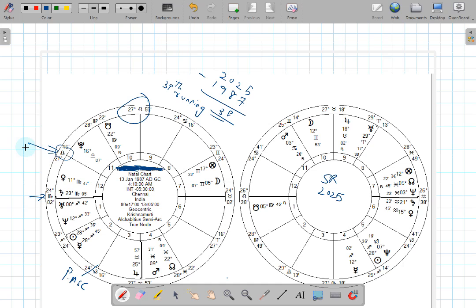Okay, profected 10th lord is Venus, whereas since the profection sign moves to Capricorn, Saturn is the lord of the year. So Saturn is the lord of the year and Venus is the profected 10th lord. Just remember these two things: Saturn, lord of the year; Venus, profected 10th lord. Right? I hope no confusion here so far.